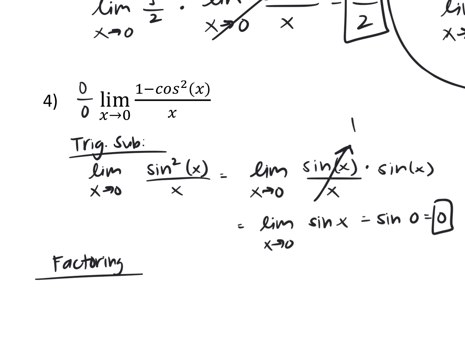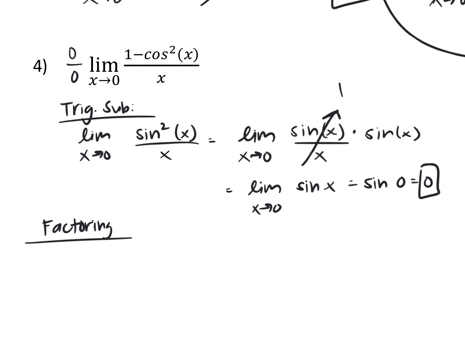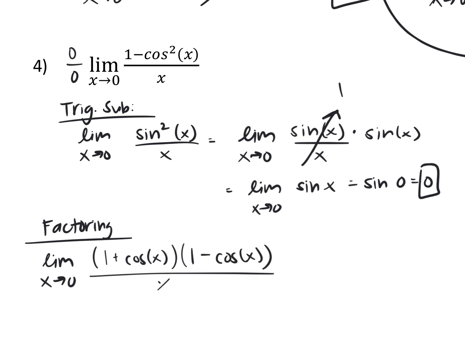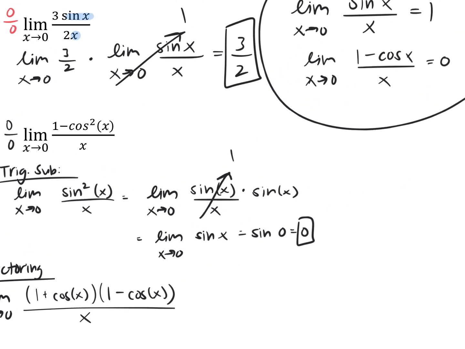Okay, anytime you've got a difference of squares, you can use the formula a plus b times a minus b. So if I evaluate this limit, I would rewrite this as 1 plus cosine of x, not squared, just cosine of x, times 1 minus cosine of x, and that's all being divided by x. If we see a 1 minus cosine of x, that is also a trig rule we have to remember. It's equal to 0.